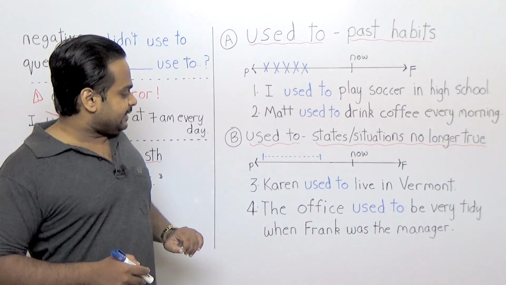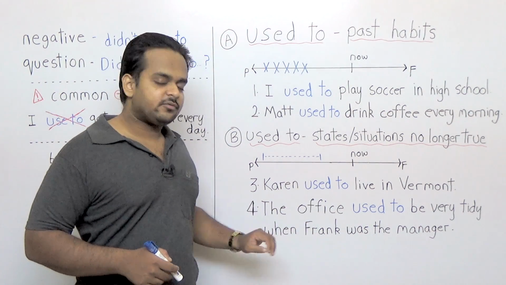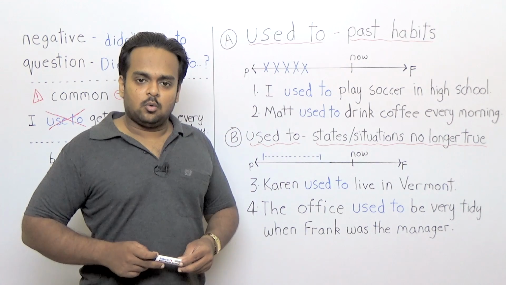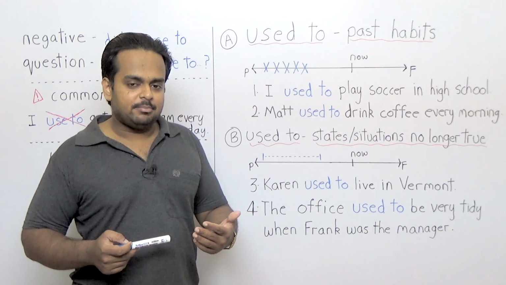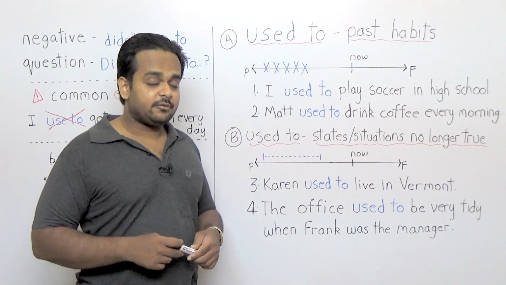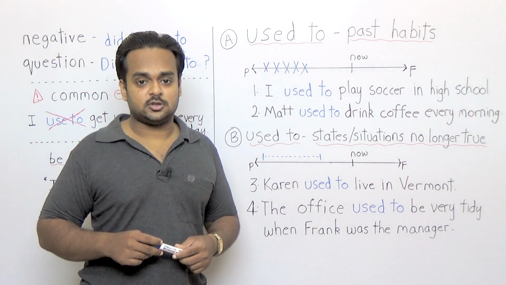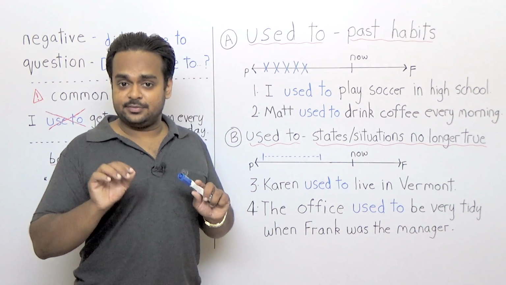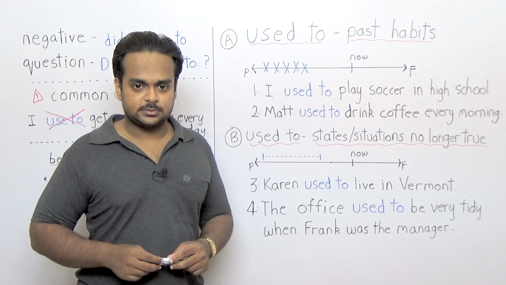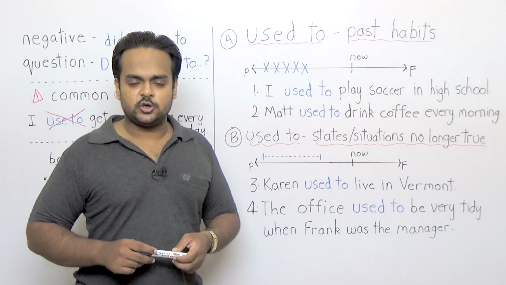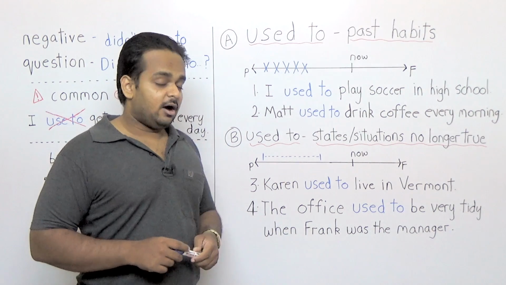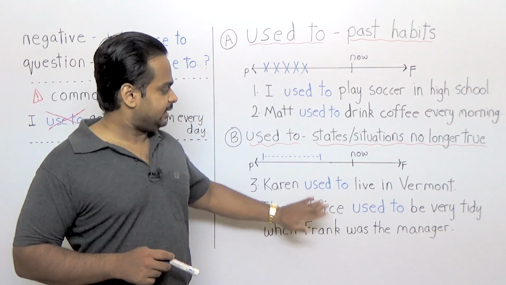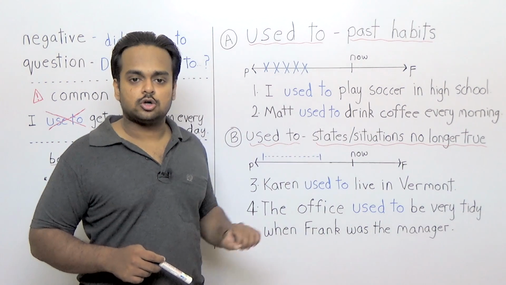In our last sentence, the office used to be very tidy when Frank was the manager. What do you understand when you hear that sentence? Well, I'm not really happy about the new manager because I'm saying the office used to be very tidy when Frank was the manager. So you know that that situation is now finished. Frank is not the manager anymore, and the office is not very tidy anymore. Tidy means neat and clean. So I'm saying it in a sort of a negative way. I'm saying the office used to be very tidy back then, and now it's not so tidy. So that again is a situation that is no longer true.